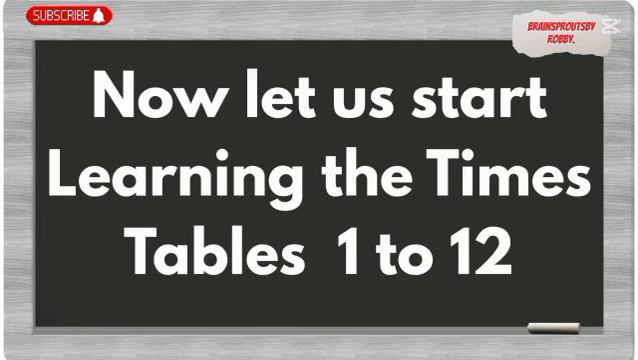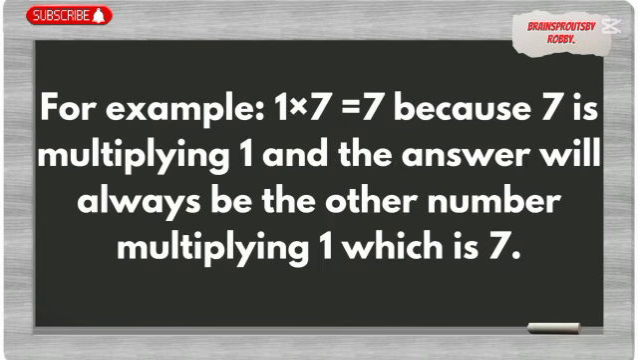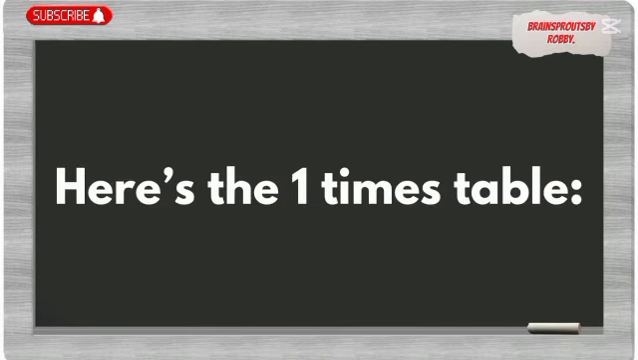Now let us start learning the times tables 1 to 12. Anytime 1 multiplies another number, the outcome or answer is the number multiplied by 1. For example, 1 times 7 equals 7 because 7 is multiplying 1 and the answer will always be the other number multiplying 1, which is 7. Here's the 1 times table.